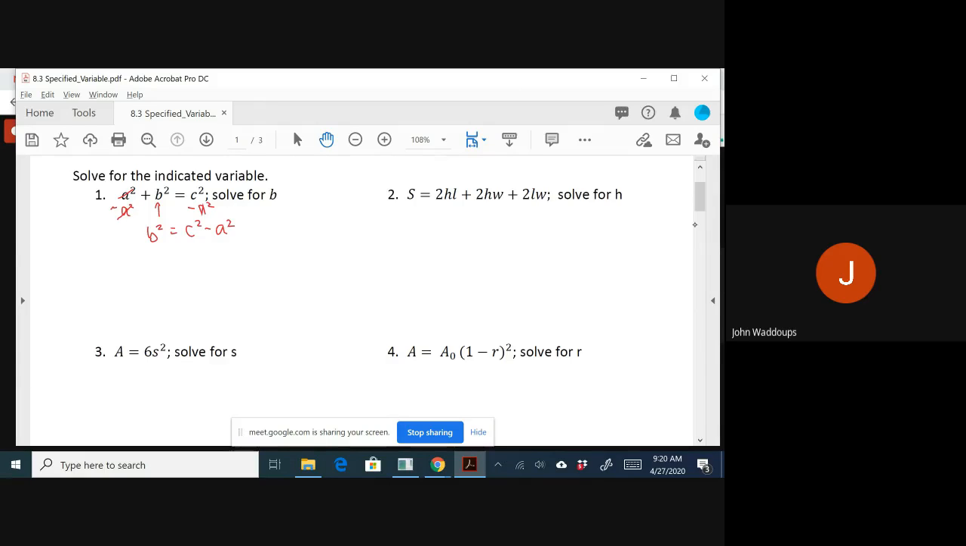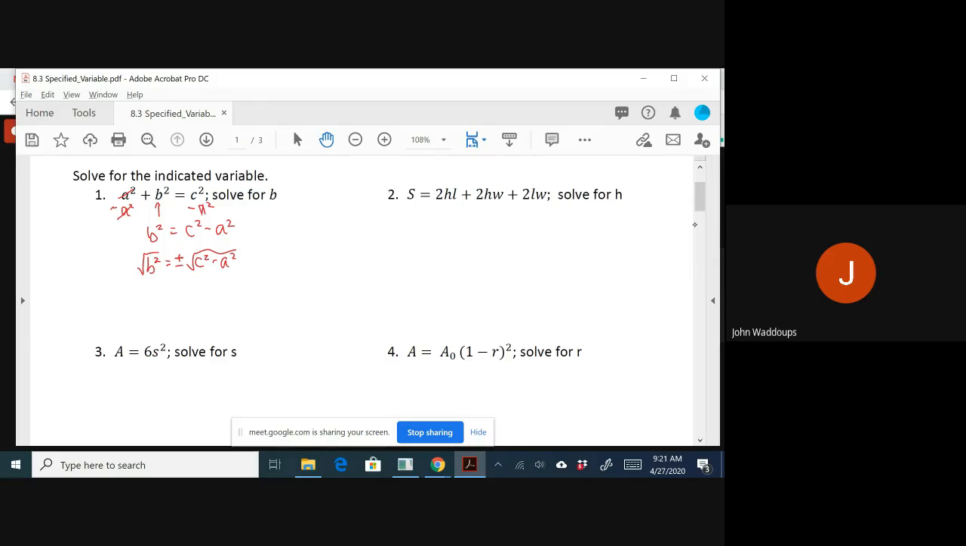And then the opposite of squaring is the square root. And so we take b squared, we square root that, is equal to c squared minus a squared, and we take the square root of that as well. When you do the square root of a variable like this, you have to take a plus or minus value, positive and negative values, because when you square it, that's what happens.